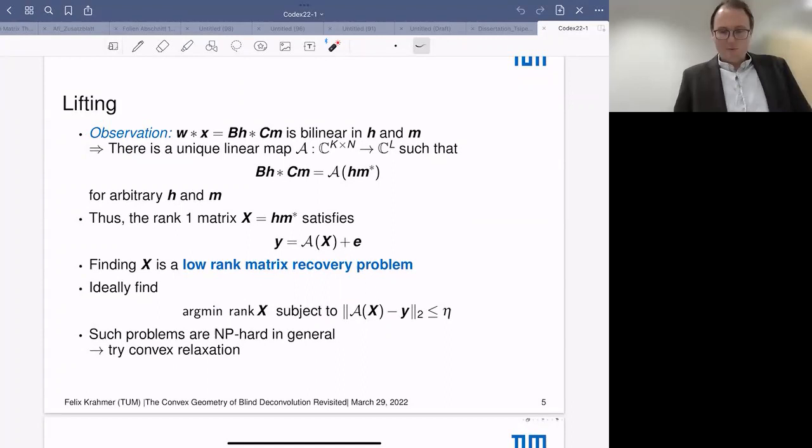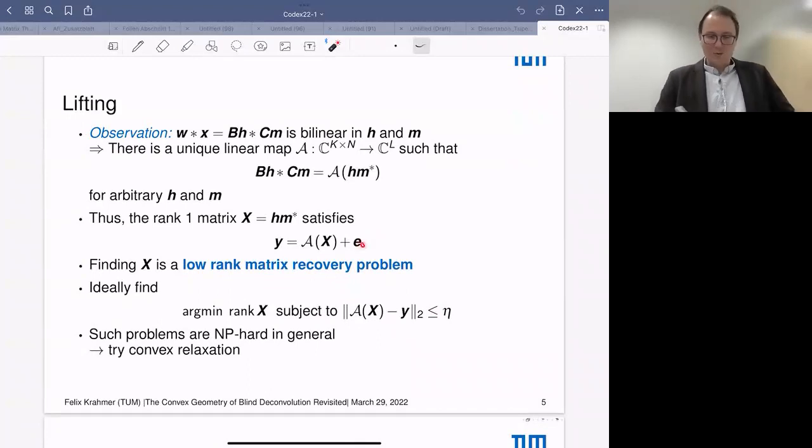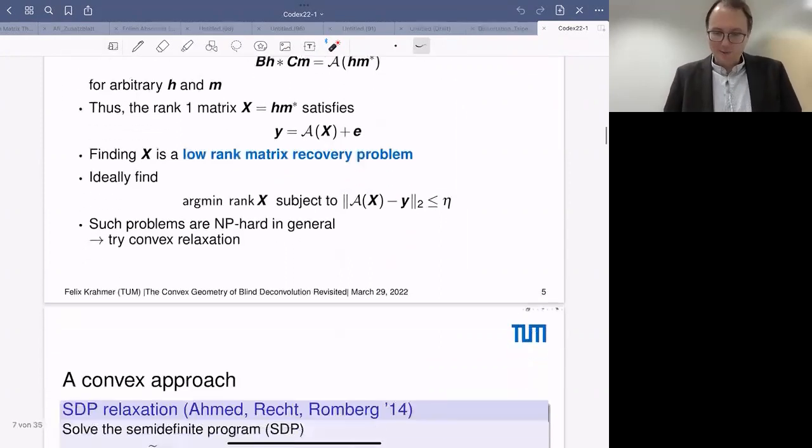Okay, so now we want to find X, and we could say if this vector E here, this noise vector, has a norm of size eta, one could try to solve this problem: argmin of the rank subject to this constraint, the norm of AX minus y in the two norm being less than or equal to eta. But I think this is something that has been discussed in various contexts, that such direct combinatorial formulations of the problems are typically NP hard in general.